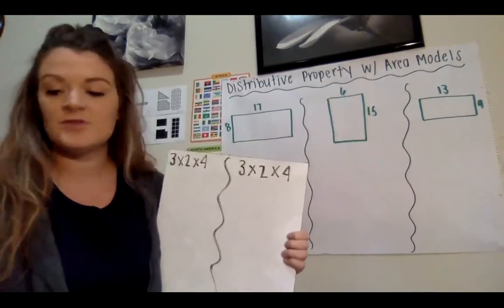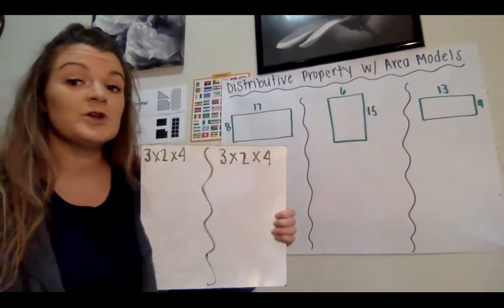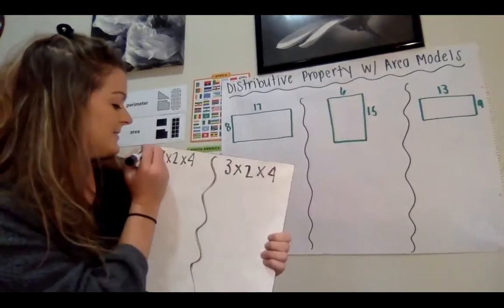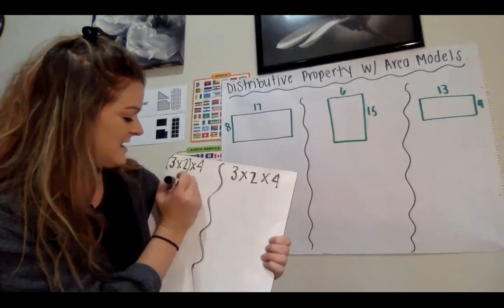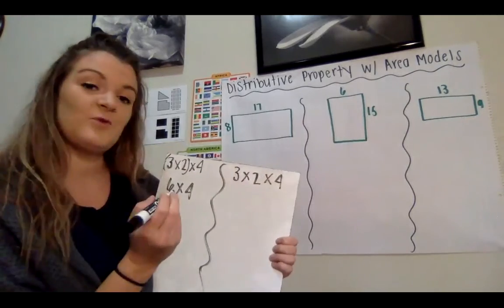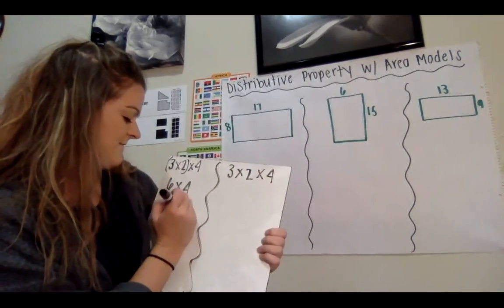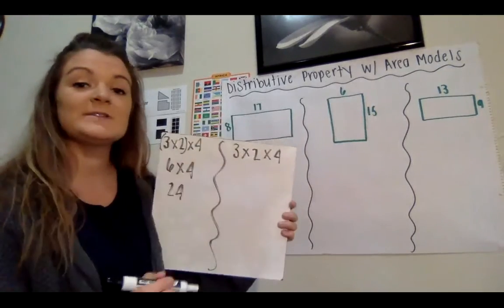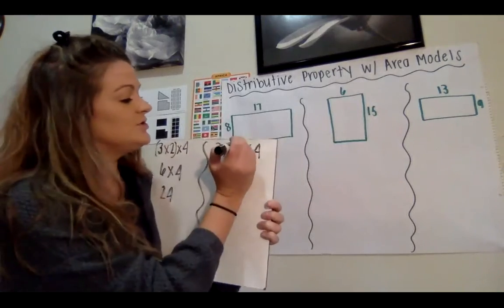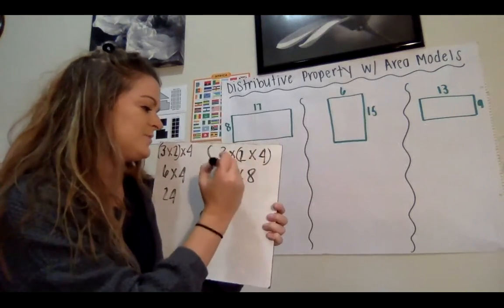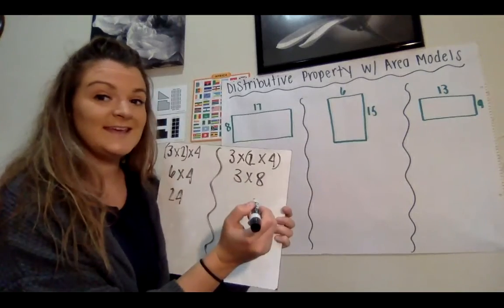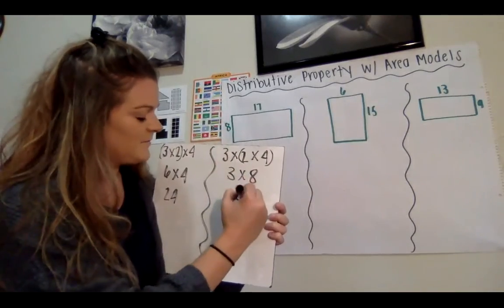So let's look at the first one, 3 times 2 times 4. How do we want to group it first? Let's do 3 times 2. We know 3 times 2 is 6, and then bring down the times 4. 6 times 4 is 24. Now over here, what's another way we can group it? We can do 2 times 4. 2 times 4 gives us 8 times, bring down the 3. 3 times 8 is 8, 16, 24.